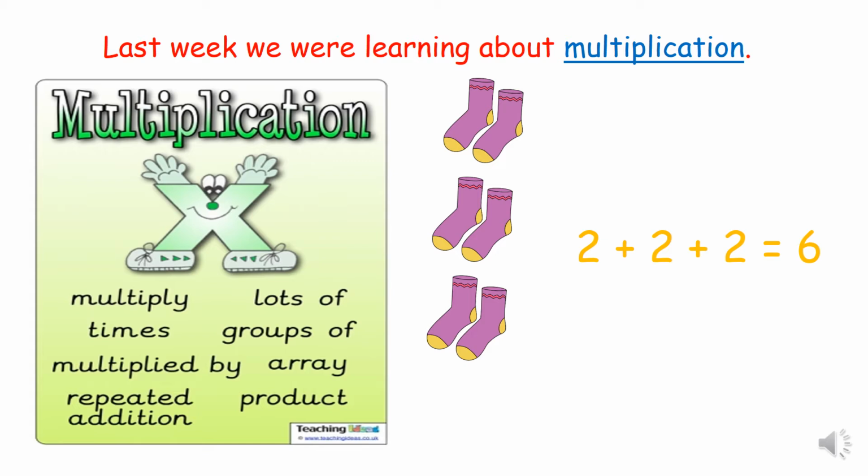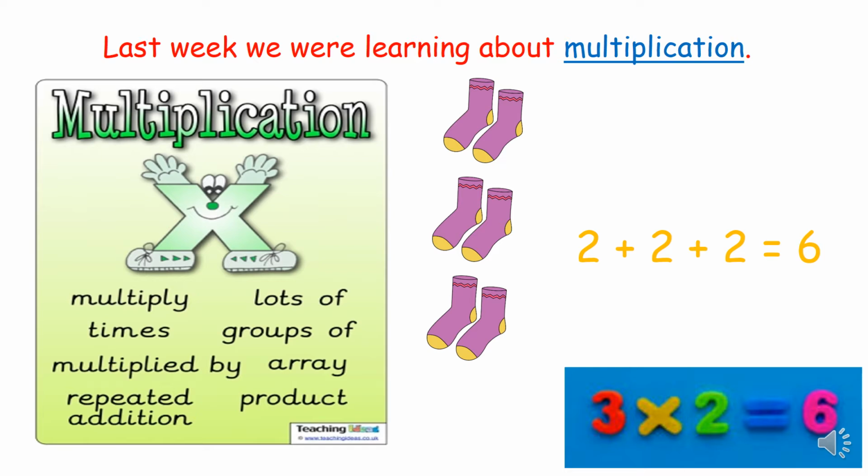That helps me write the repeated addition number sentence. 2 plus 2 plus 2 equals 6. And that repeated addition number sentence helps us to write the multiplication number sentence. 3 times 2 equals 6. 3 lots of 2 equals 6. 3 groups of 2 equals 6.